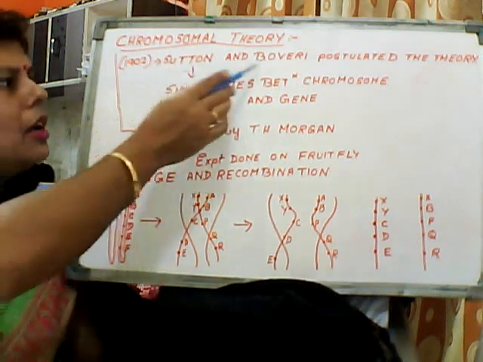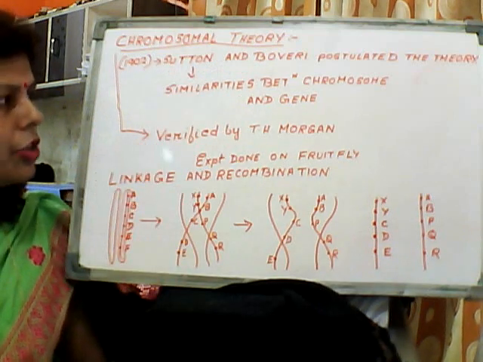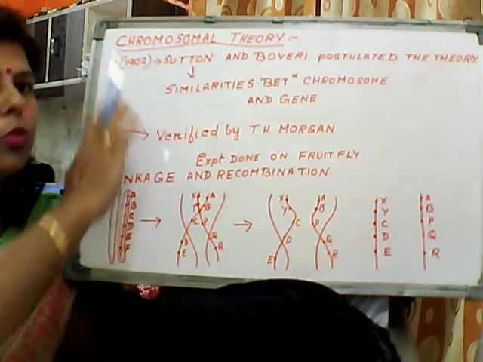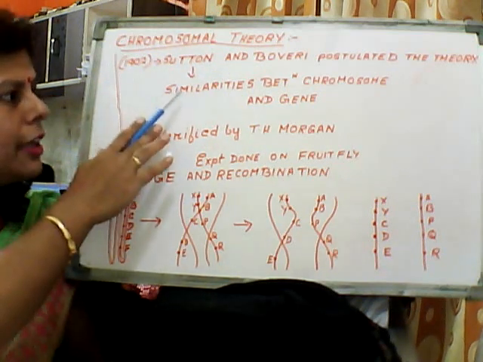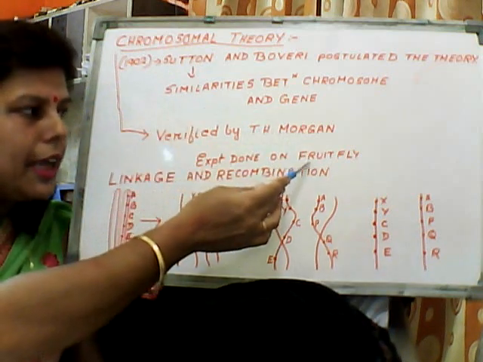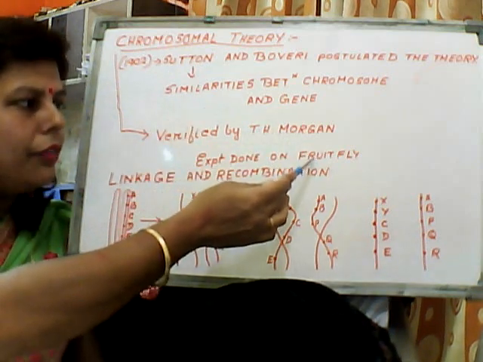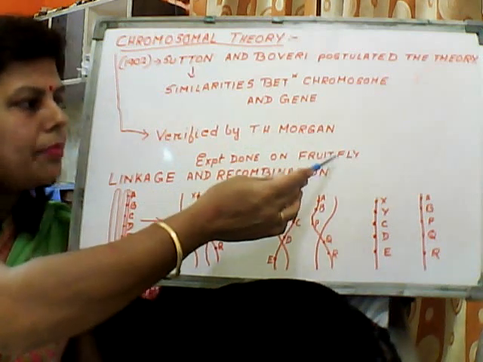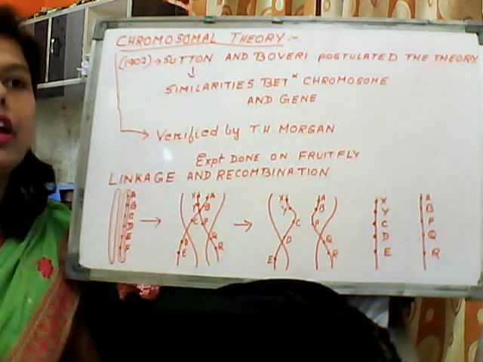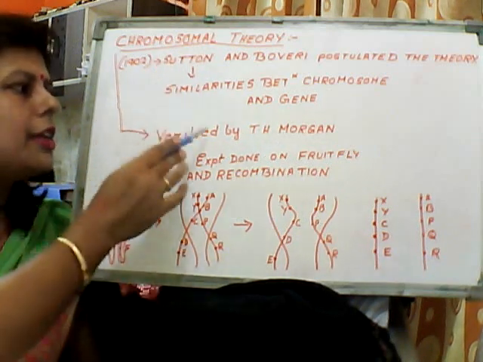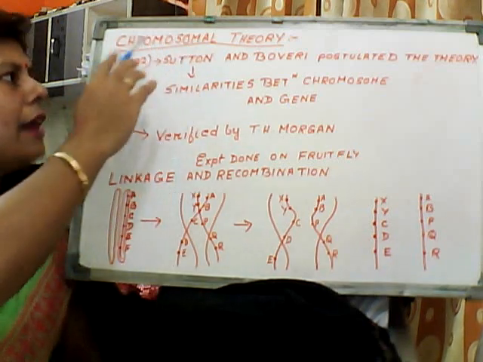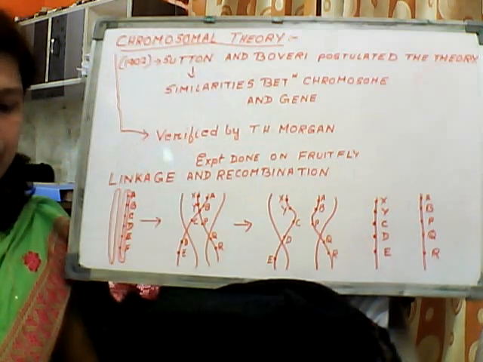It was given by Sutton and Boveri. Now children, this one is very important. Very often the question is asked: explain the chromosomal theory, who postulated it and who verified it, or name the scientific name, here I haven't given you the scientific name of the fruit fly, or sometimes name the organism used to verify the chromosomal theory of inheritance. Those things you have to remember. So these are the things which you have to know about the chromosomal theory.